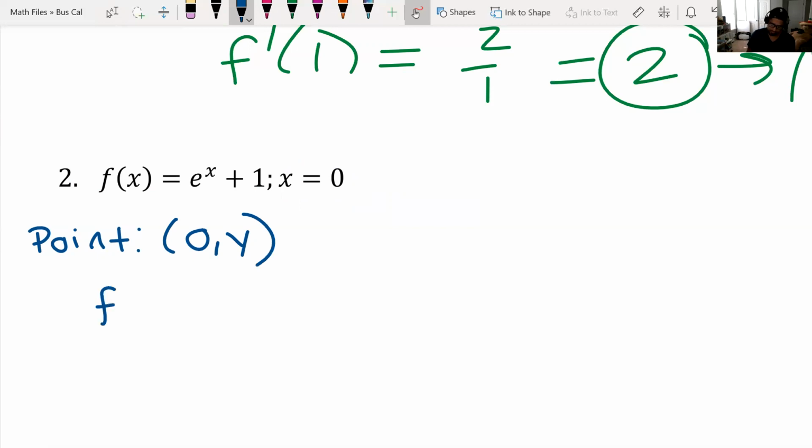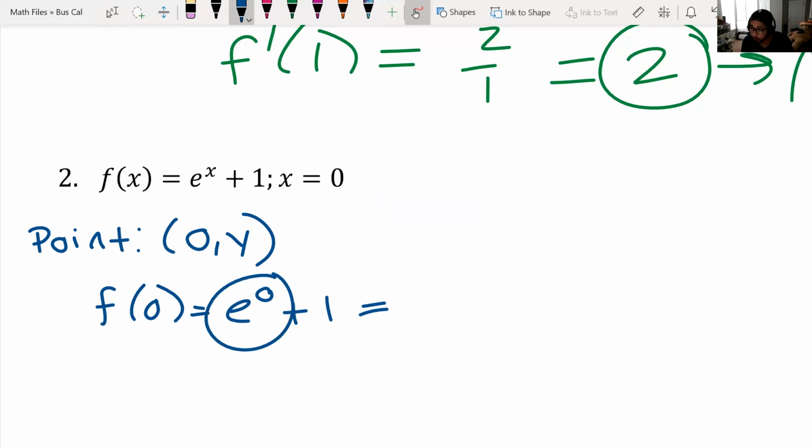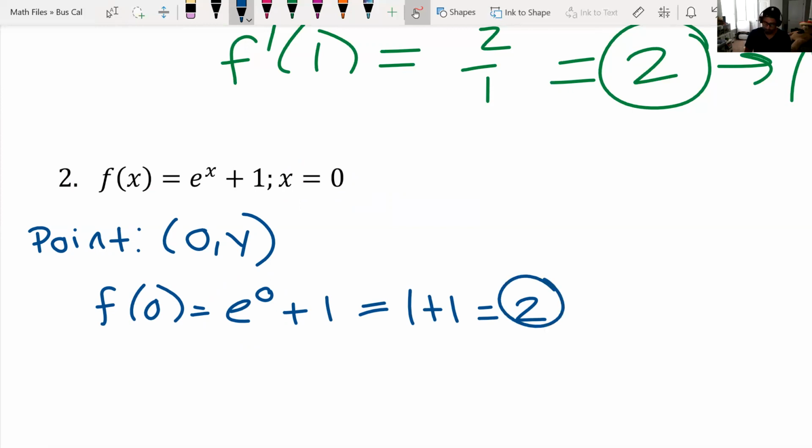So f of 0 equals e to the 0 plus 1. And here we go again, like I'm talking to people that aren't here. Anything raised to the 0th power is always one. If you said 0, leave now. So anything to the 0th power is 1, and you get 1 plus 1, which will give us 2. Which means our point is now 0, 2.